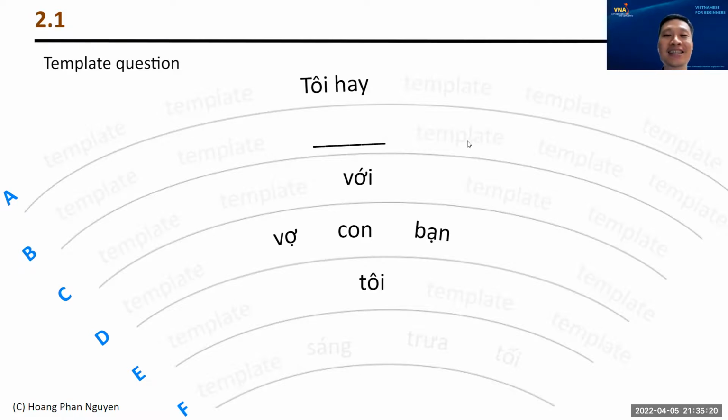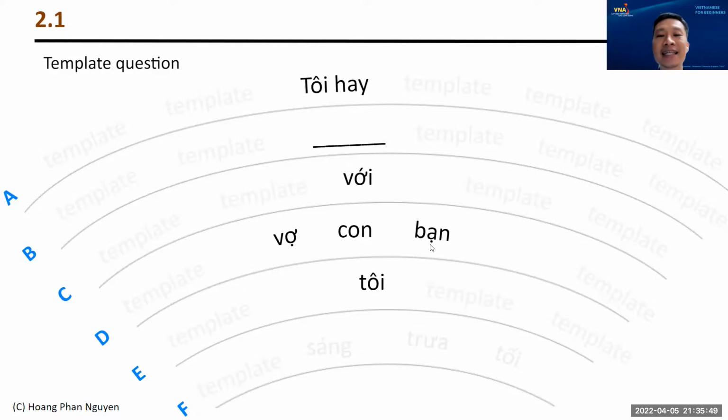Với chơi which sport? Tennis. Chơi tennis. With my friend, with my children. Với con tôi. You see this slanted tone. Với. You raise your left arm and you go với. Con tôi. So two more words.